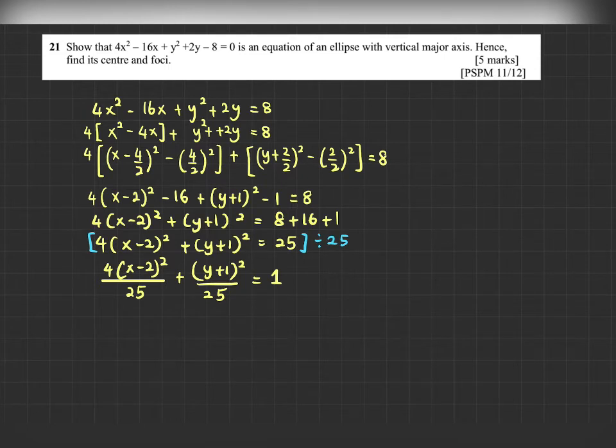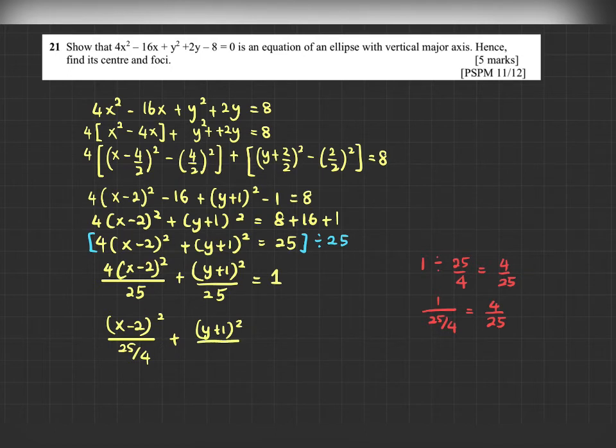Sebabnya, macam yang saya cakap dekat video-video yang lepas, if we have 1 divided by 25 over 4, it is actually 4 over 25. Kan? Ataupun contohnya macam ni lah. 1 per, kita buat macam ni. 25 per 4. Kita boleh juga tulis dia sebagai 4 per 25. So dia tak ada masalah pun. Okay, supaya orang lain tak keliru benda tu. So kita akan buat macam ni lah. x minus 2 square over 25 over 4 plus y plus 1 square over 25 equals to 1.